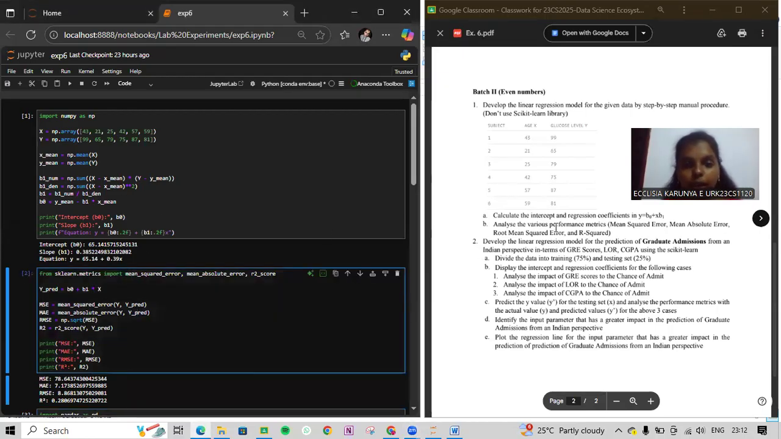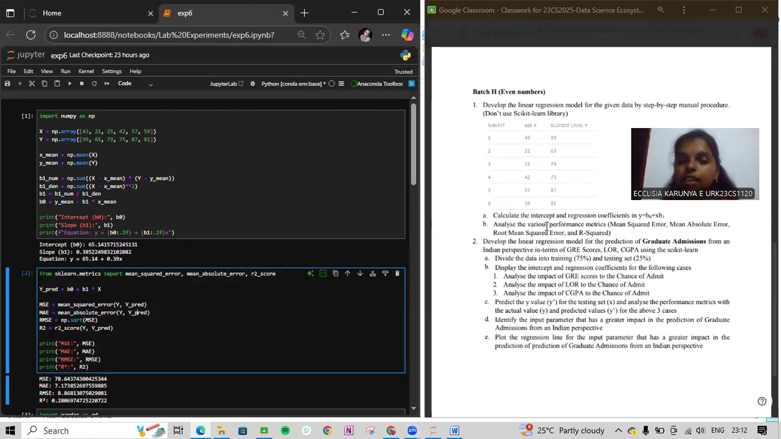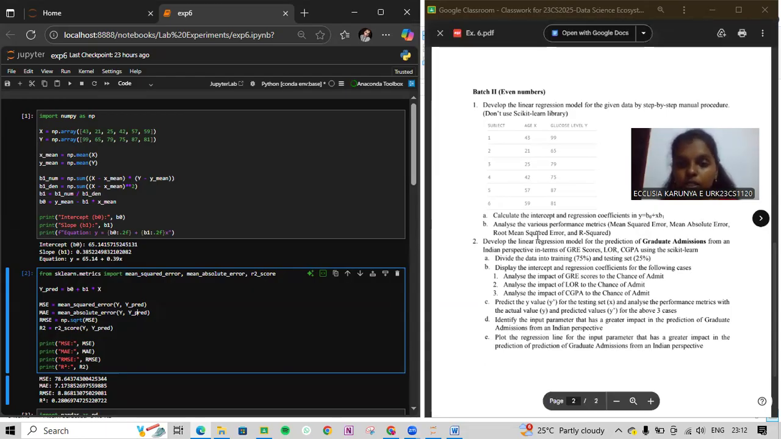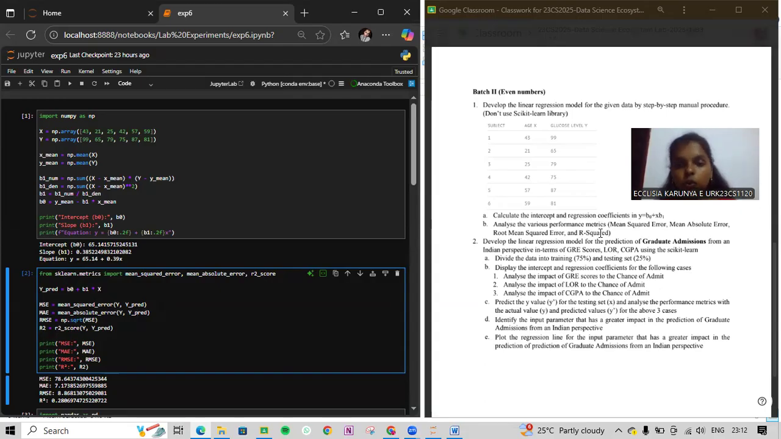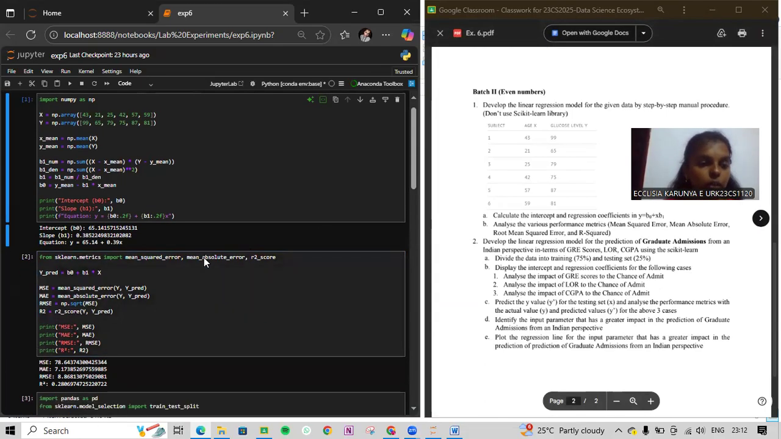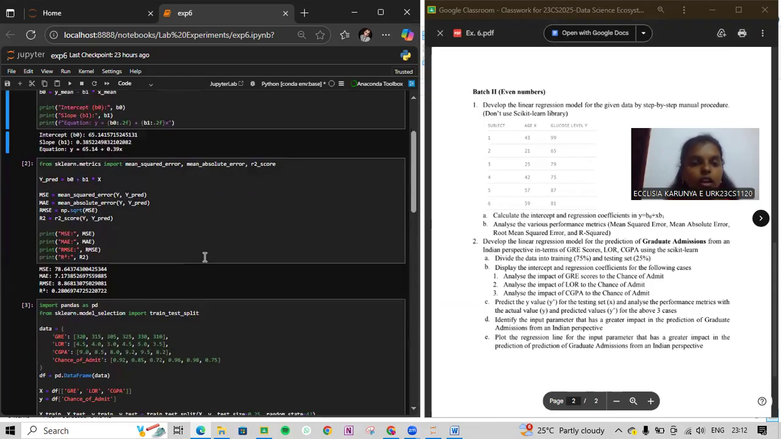Let's move on to part B. Analyze the various performance metrics: mean squared error, mean absolute error, root mean squared error, and R squared. The coding part is, first we are going to find the predicted value of y by substituting x into the regression equation. Then we are going to compare the actual y value with the predicted y values.